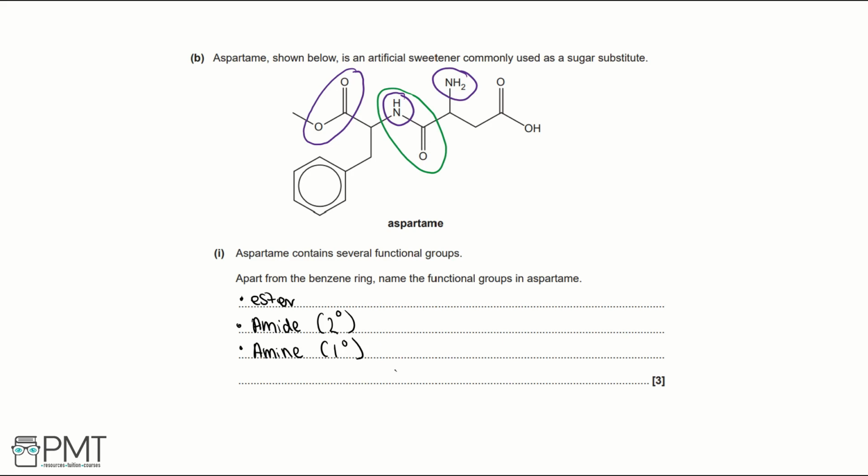Then if we look at the last functional group here, we have a carboxylic acid. So the way marks are awarded for this question, it's not 1 mark per functional group correct. Instead, 4 groups correct will get you 3 marks. If you've got 3 groups correct, you get 2 marks. And if you've got 2 groups correct, you get 1 mark.